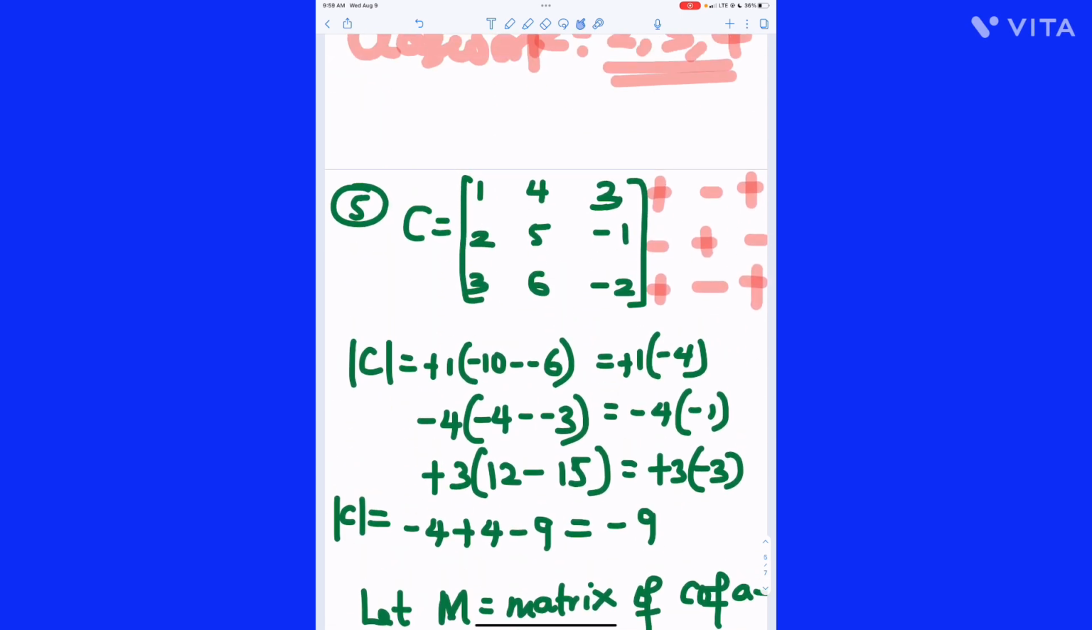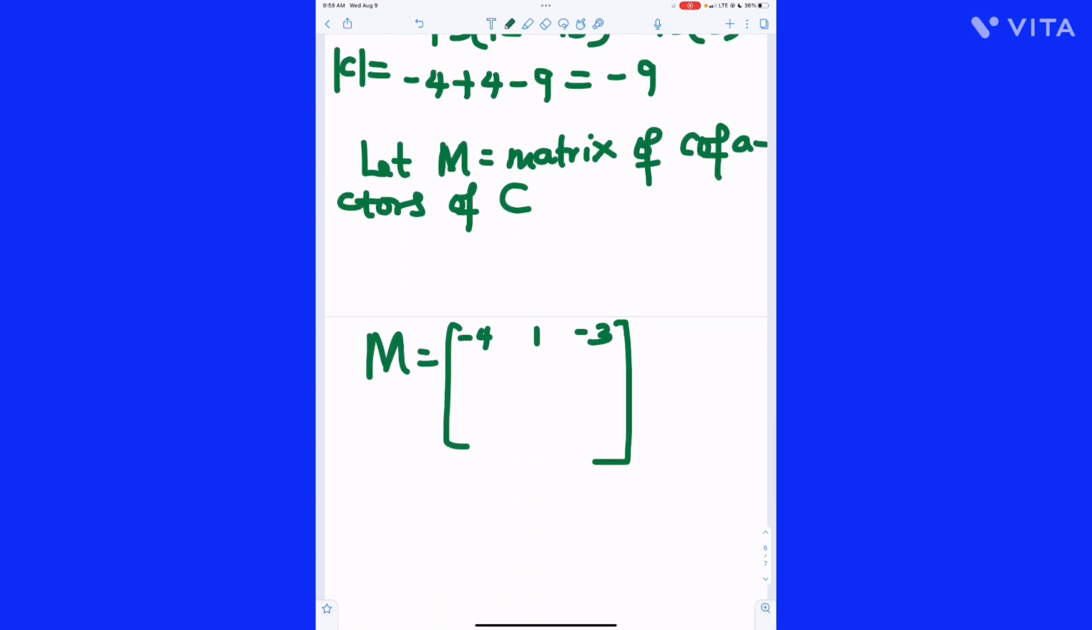Let's go on. Let me find the cofactor of 2. This is 2 here. To find the cofactor of 2, I'll cross out its column and row. 2 should take a negative sign, don't forget. What I have left is minus 8 from 4 times minus 2, minus 8. Then 3 times 6, 18. Minus 8 minus 18, that's minus 26. Minus 26 times this minus sign will give me plus 26. So the cofactor of 2 is what? 26. Take note.